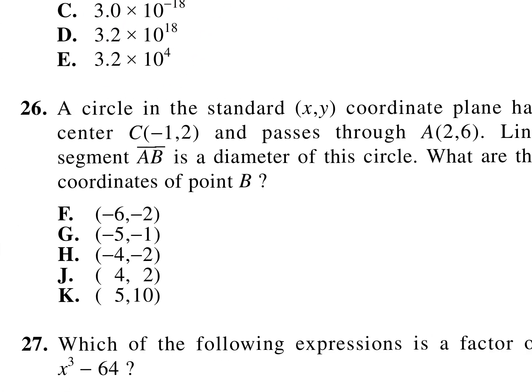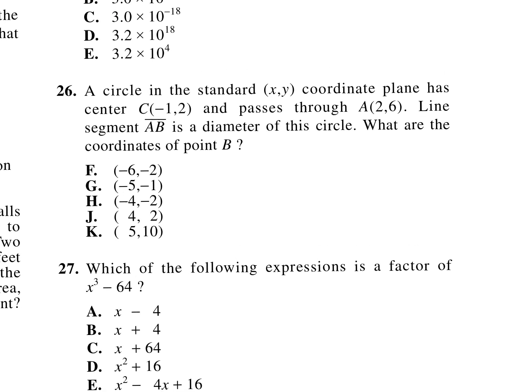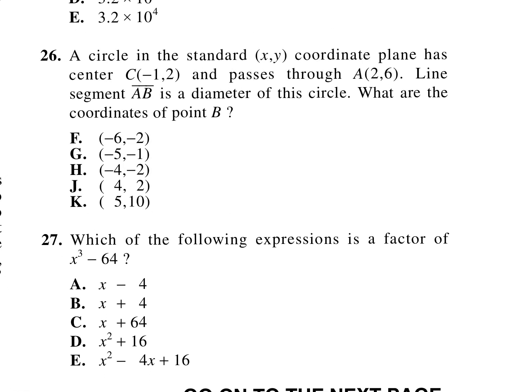Scroll down. Let's look at 26. A circle in the standard coordinate plane has center negative 1, 2 and passes through 2, 6. Line segment AB is a diameter. What are the coordinates of B?